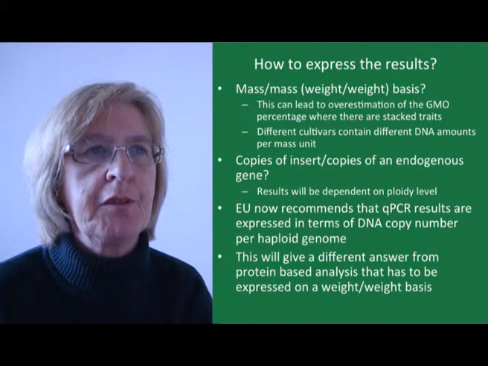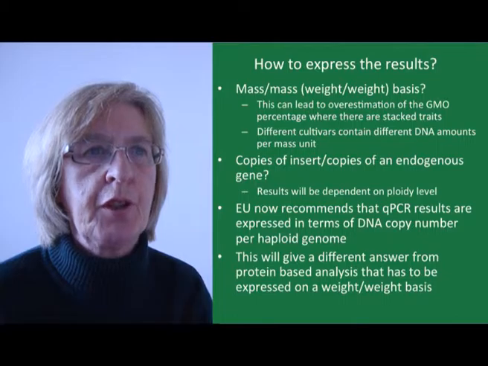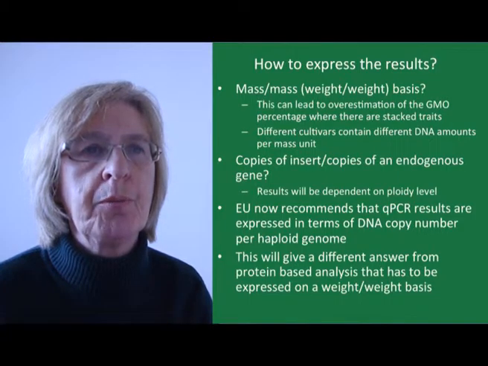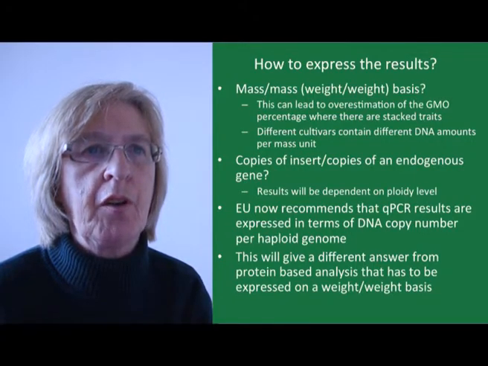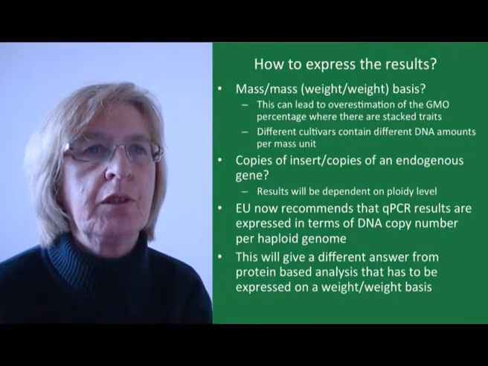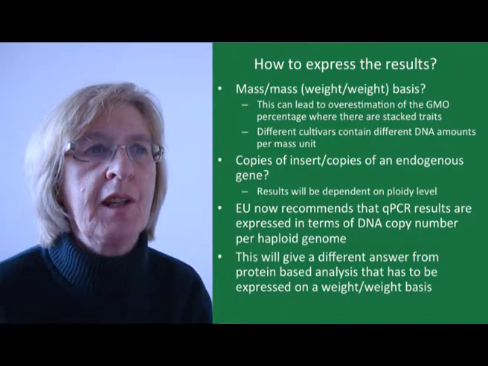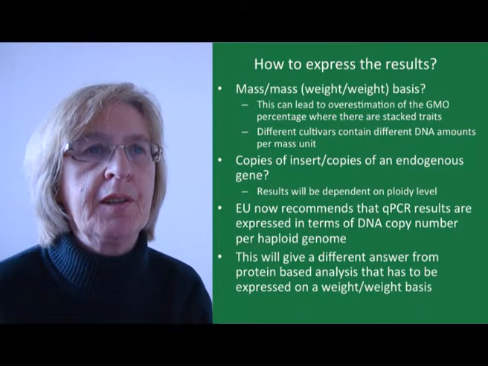One major issue that has arisen internationally is how to express results. Most countries have specified thresholds for labelling without specifying the units of measurement for these thresholds, and this has caused much confusion. Initially, it was assumed that the results would be expressed on a mass-to-mass or weight-to-weight basis, determined as percentage mass of GMOs in the total. However, this can lead to overestimation of the GMO percentage when there are stacked traits, since each GMO contains more than one DNA insert. Another problem is that different cultivars contain different DNA amounts per mass unit.